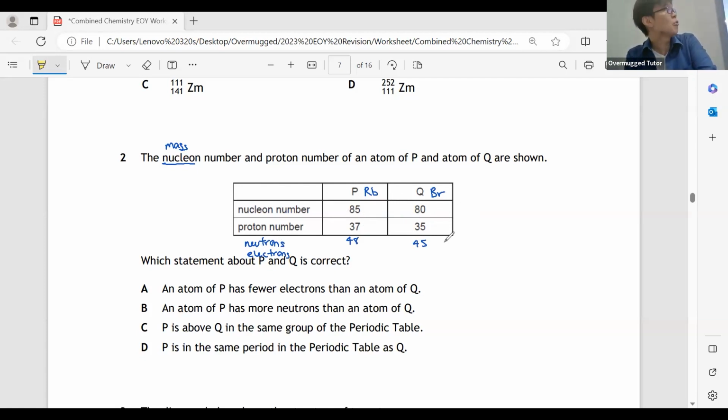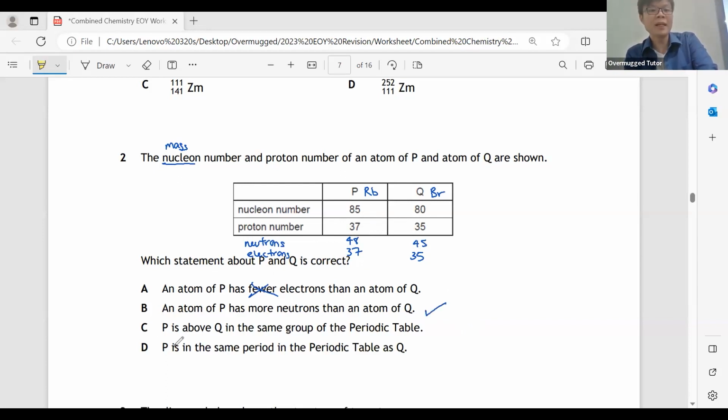Okay, then what about electrons? These are atoms, right? Atoms means same number of protons and electrons. So 37 and 35. Now you've got everything, you just go and find the answer. An atom of P has fewer electrons. Nope, P has 37. This is wrong. An atom of P has more neutrons. Yes, this is correct. 48 compared to 45.